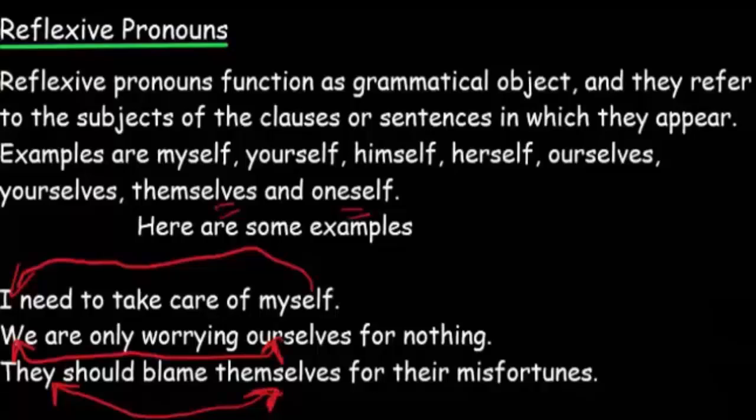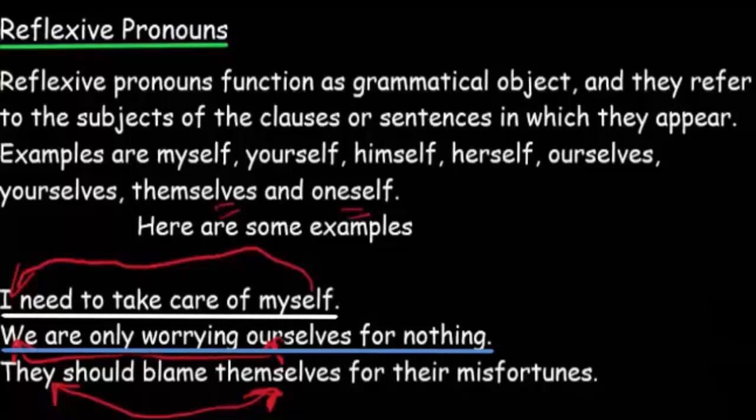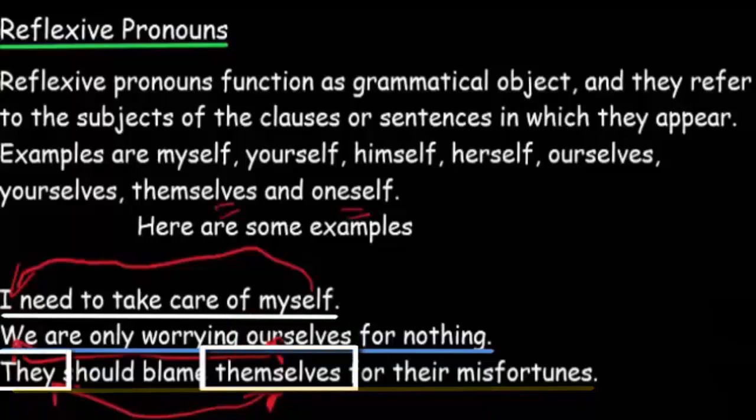So we say reflexive pronoun. There is a synergy, a harmony between the reflexive pronoun and the subject in the sentence or clause. So reflexive pronouns tend to refer to the subject. And I've shown you that myself is referring to I in the example I've just given. So I need to take care of myself. We are only worrying ourselves for nothing. We and ourselves, ourselves is referring to we, right? They should blame themselves for their misfortune. They and themselves are referring to each other.